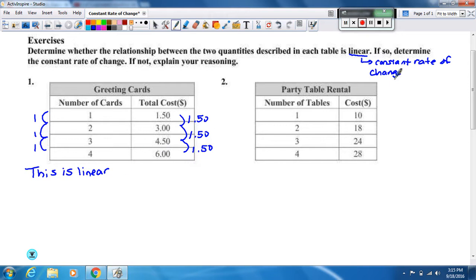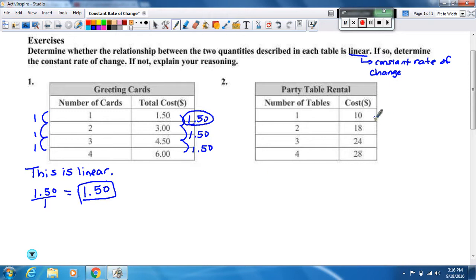And it says, if so, determine the constant rate of change. So what you do is circle the right-hand side. I circle it because I'm going to make a fraction, and that's going to go up top, and whatever's on the left-hand side is going to go underneath. So $1.50 divided by 1 is $1.50, and that's the constant rate of change. So it is linear, and 1.50 is the constant rate of change.